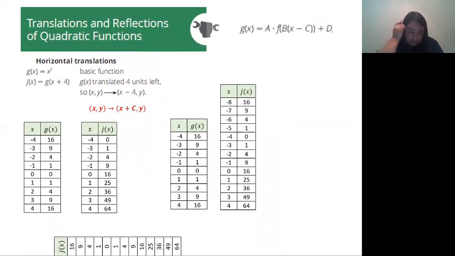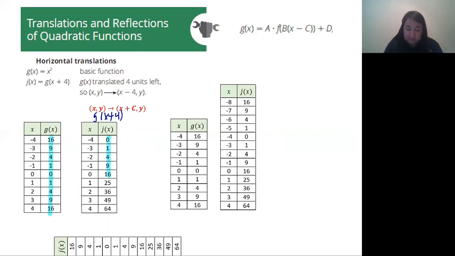If you notice here, this was first when j of x is when we had g of x plus 4. If you notice, negative 4, 16 is, we see negative 4, 0, and you see negative 3, 9. Well, wait a second. I want you to pay attention to this whole set of the y values: 16, 9, 4, 1, 0, 1, 4, 9, 16. So if you take a look, this sounds a lot like it, but we're just missing our top half.